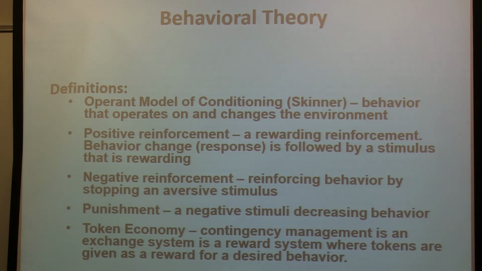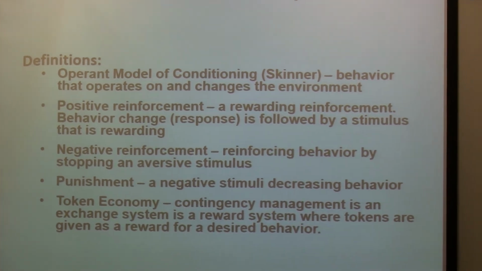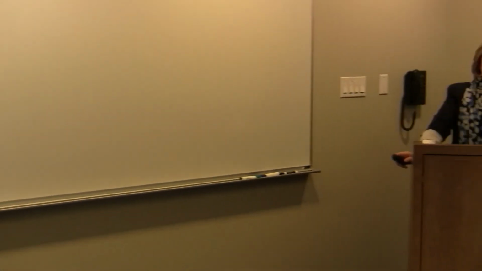An operant model of conditioning, you all heard that in undergraduate, by B.F. Skinner, and what he said was behavior that operates on the environment and changes the environment. And there's something called positive reinforcement, and this is a rewarding reinforcement. Behavior change, which is the response, is followed by a stimulus that is rewarding, and that creates that positive change in behavior. Then there's negative reinforcement, and this is reinforcing behavior by stopping an aversive stimulus.